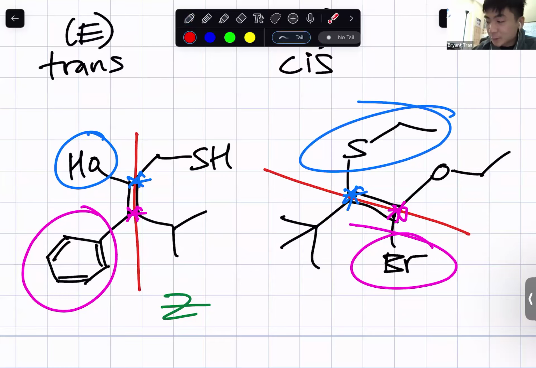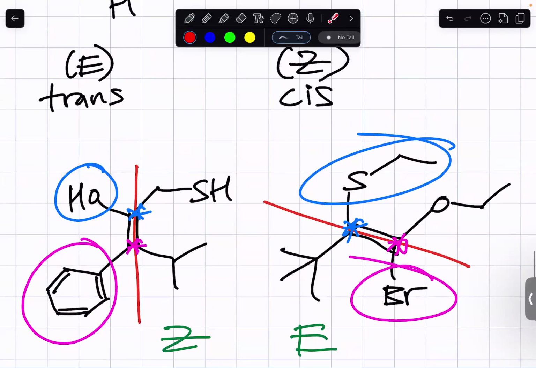And now once we have the two highest priority groups, one for each carbon, look at the relationship for each. They're on the opposite sides of the line, making that E. Nice. Yeah, you got it.